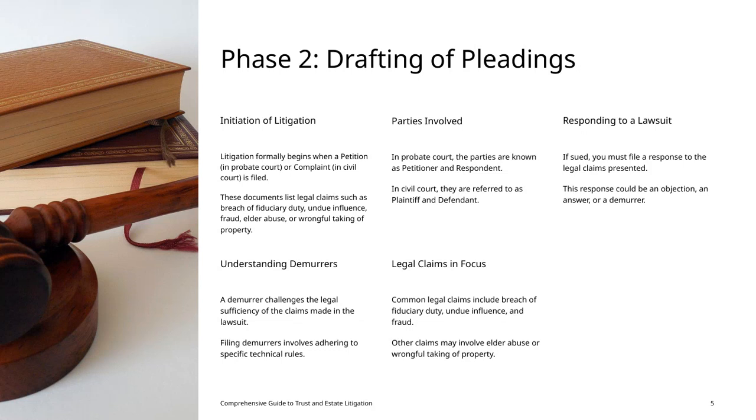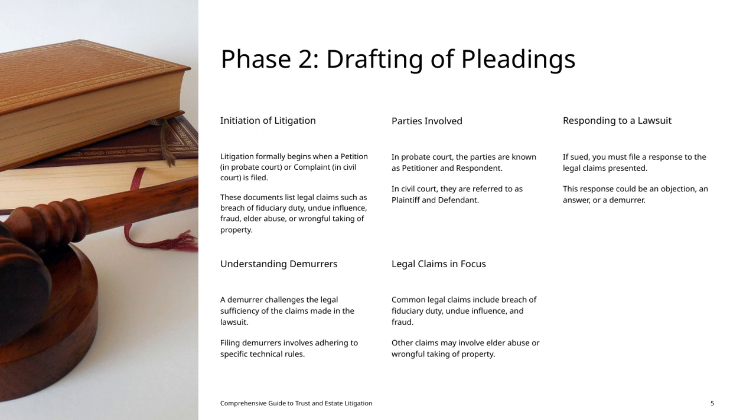Now, let's move on to Phase 2, drafting of pleadings. At this stage, it's crucial to understand the common legal claims that often come up in trust and estate litigation. These include breach of fiduciary duty, undue influence, and fraud. But it's not just limited to those. Claims might also involve elder abuse or wrongful taking of property. Recognizing these claims helps us identify the core issues in a case.